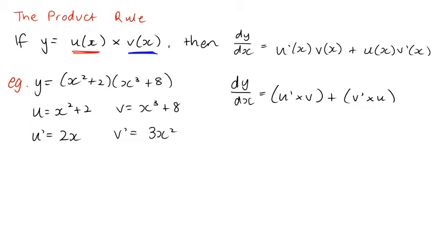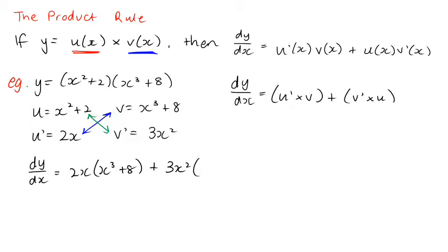3x squared. So dy dx equals, okay, derivative of u times by v, so we're doing these two together: 2x times by x cubed plus 8. And now we're doing these two together: 3x squared times by x squared plus 2. That is all there is to it. And then simplify if you want to.